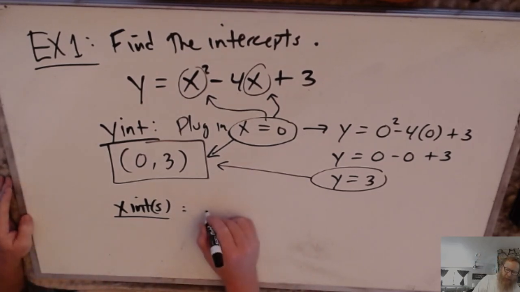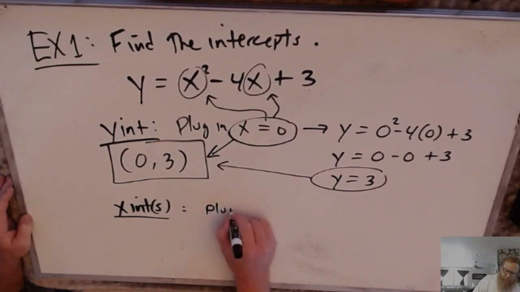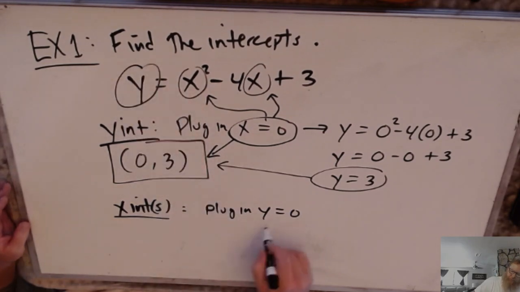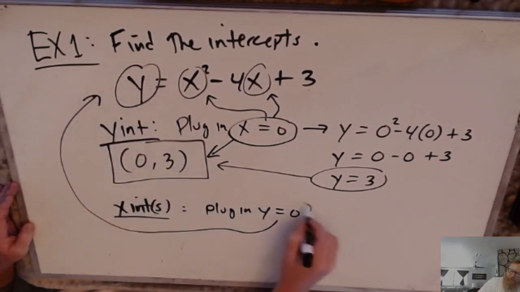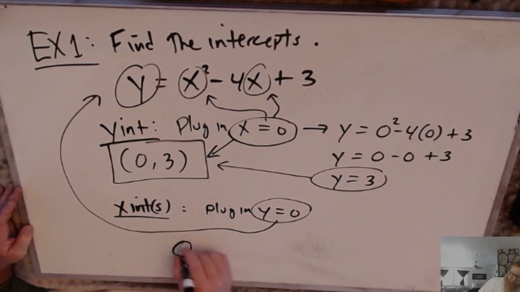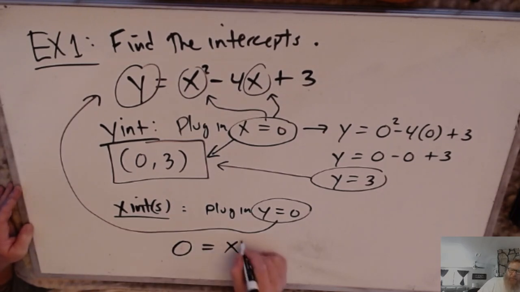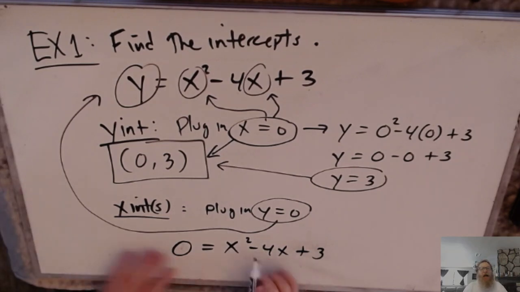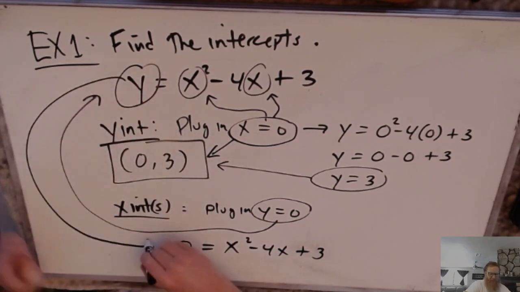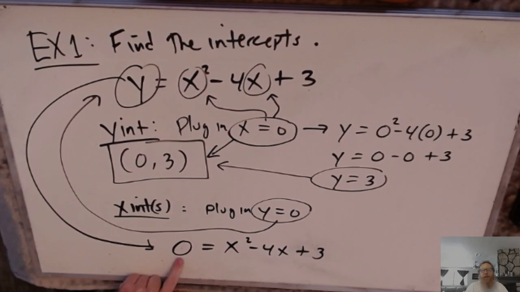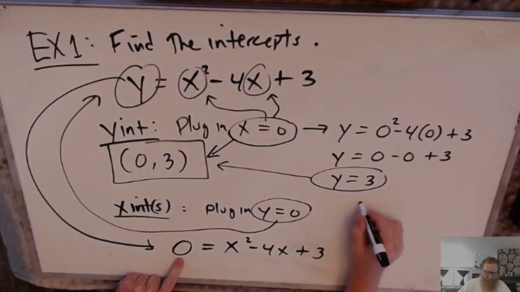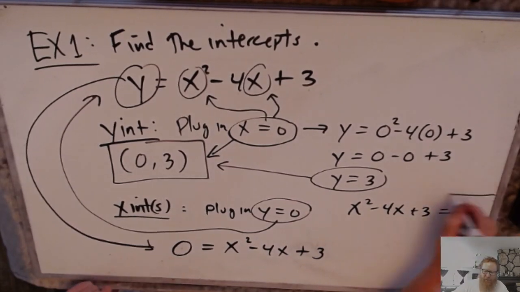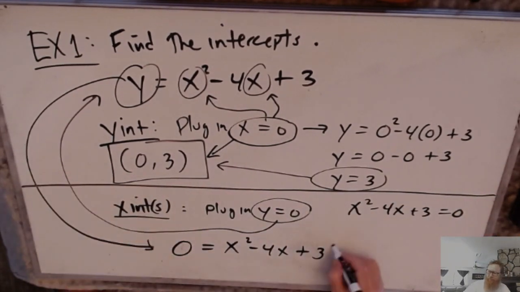So we're going to plug in y equals 0. Notice where the y variable is. The y variable is on the left-hand side. So your equation is going to look backwards. This y is going to be 0 here. I like to rewrite it like this: x squared minus 4x plus 3 and then equals 0.